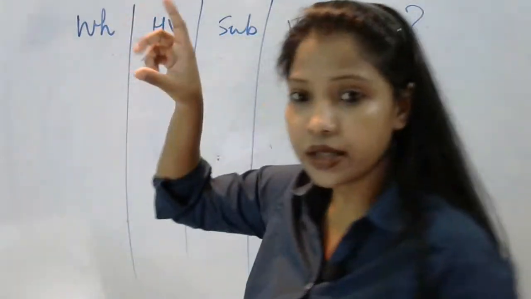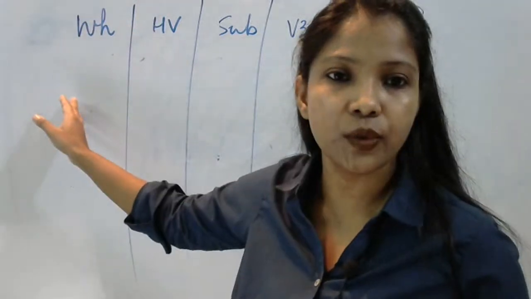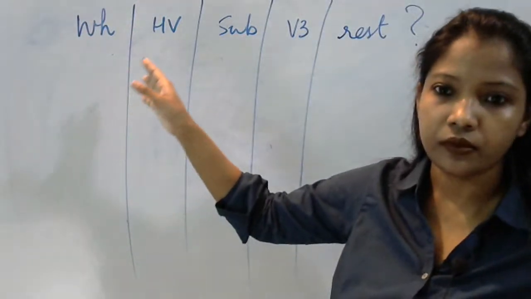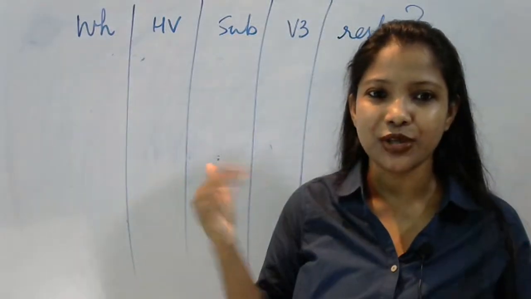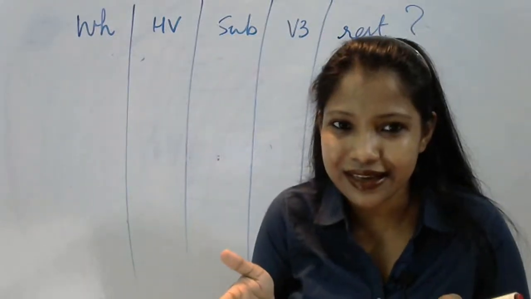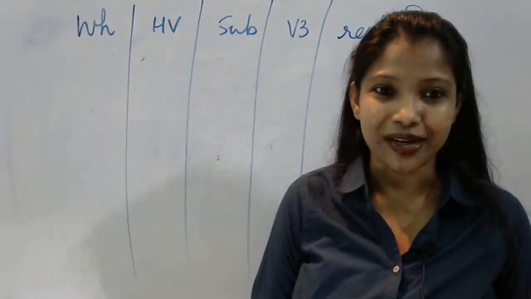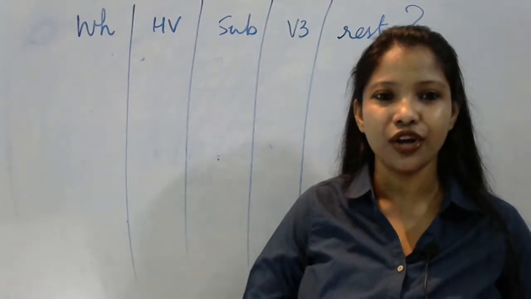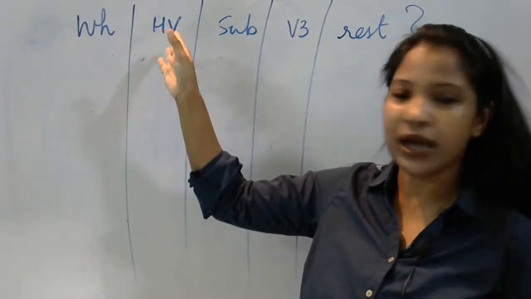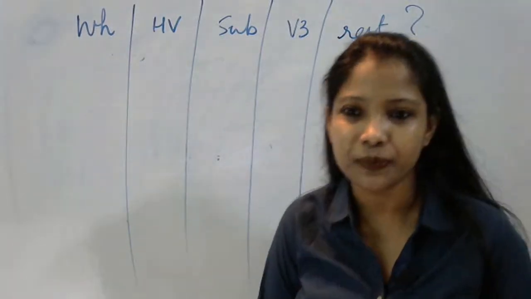According to the rule, the helping verb should come immediately after the question word. So again, the same thing happens. We are in the habit of speaking incorrect English, and we frame the sentence "where she has gone." No, the correct structure is "where has she gone?" So this helping verb should come immediately after the question word.